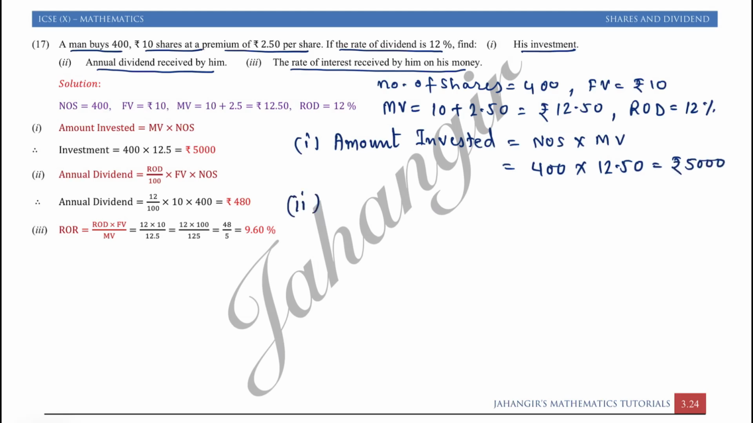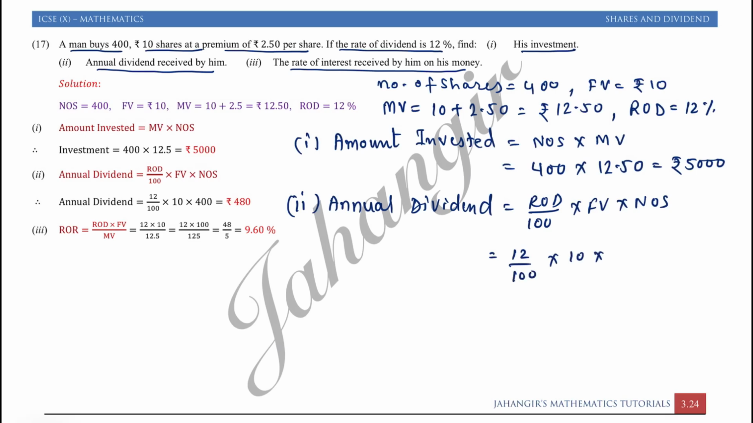Then in the second part we have to find the annual dividend received by him. So annual dividend is equal to, we know the formula, that is ROD upon 100 into face value into number of shares. So ROD is 12% upon 100 into face value is 10 into number of shares is 400. Cancelling zeros, what you will get? 12 fours are 48, rupees 480.